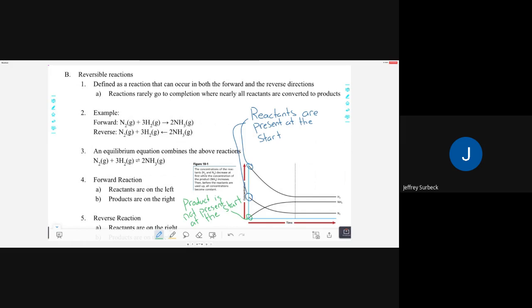All right, so again, reactants are present at the start. No products are present. Then this dotted line represents that we have reached equilibrium. I want to point out, and I'm going to write in pink here, that at equilibrium we have 3 things happening. At equilibrium, which is that dotted line, 1: there are both reactants and products present.